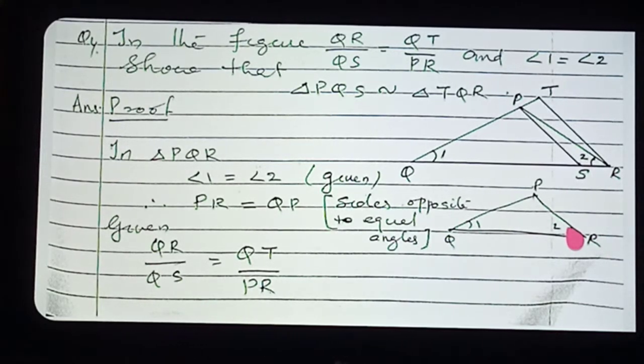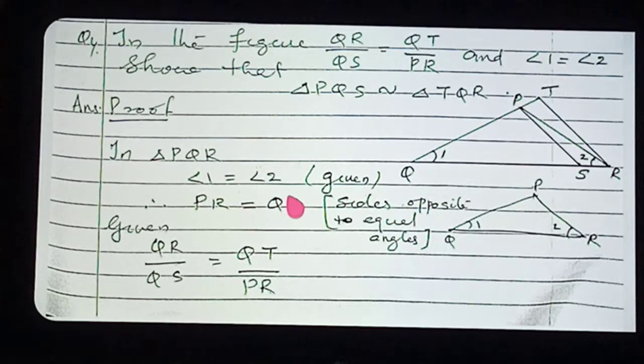So that is why I have drawn a separate diagram here. From this diagram I am explaining, in case you are not understanding. So in PQR, angle 1 and angle 2 are equal, then their opposite sides are also equal. What is the opposite side of angle 1? PR. And what is the opposite side of angle 2? PQ. So PR is equal to PQ.